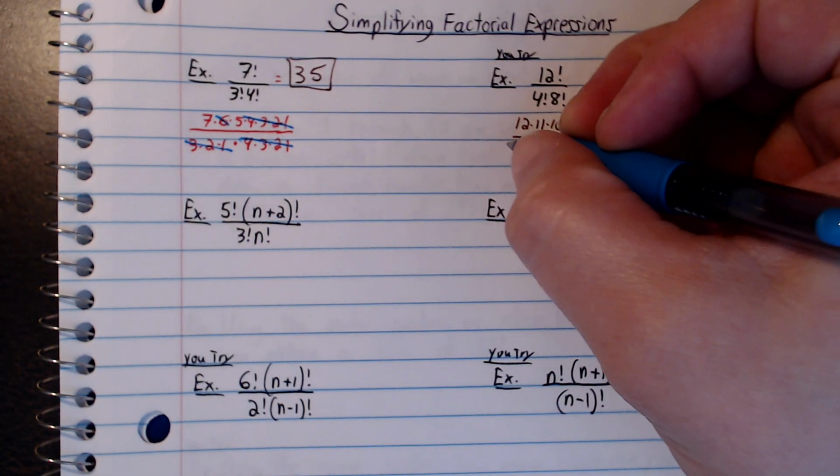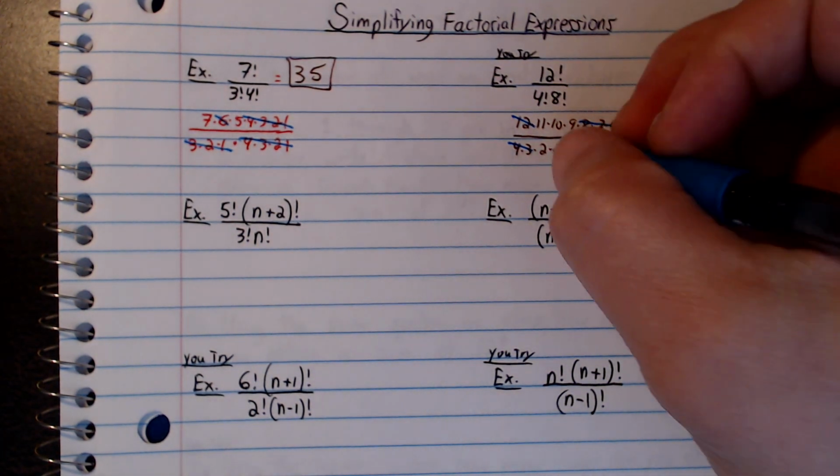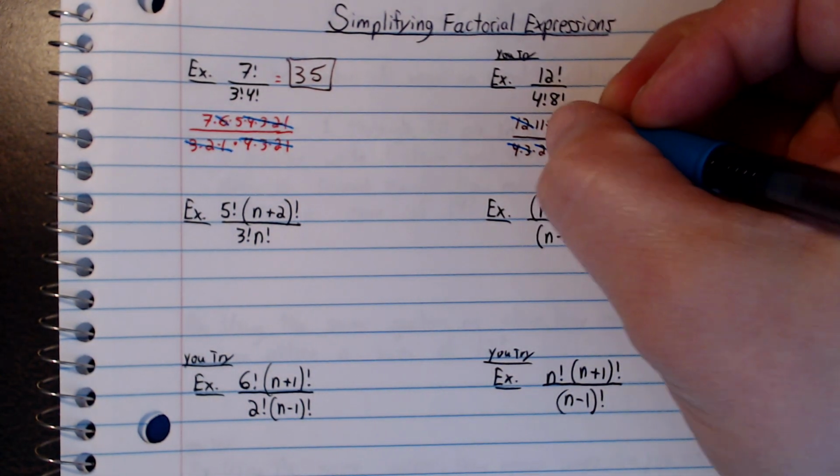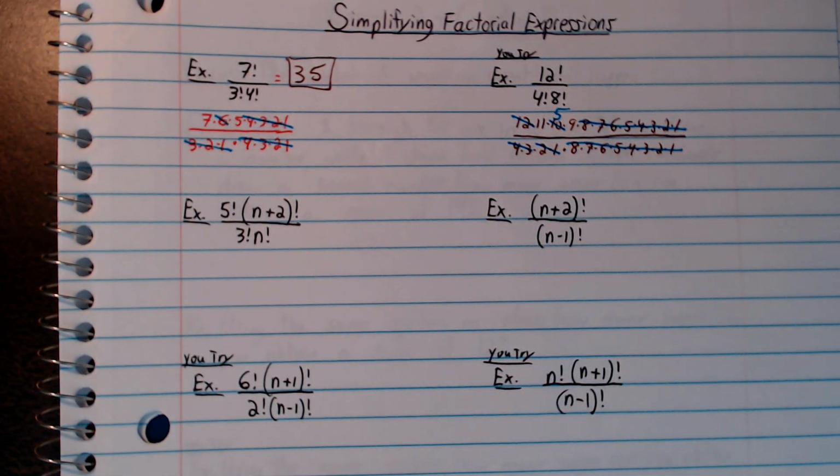4 times 3 is 12, so I can get rid of that. And 2 times 5, so I can reduce the 2 and the 10. So what we have left over is 11 times 5 times 9. 495.